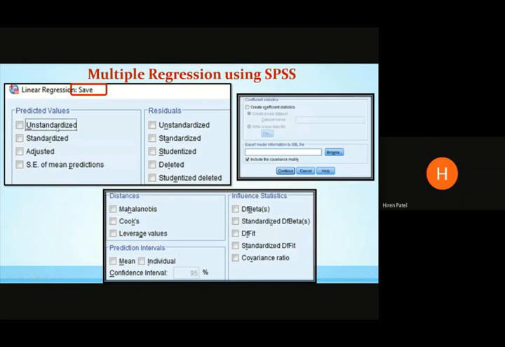So what do you want to save? Do you want to save the predicted values? Even for predicted values, you will get 4 options. Or you want to save the residuals. Residuals are always error, do remember. So these are different ways to find out the errors. It could be unstandardized, standardized, studentized, deleted. So what do you want to save? Predicted value or residual? Or you want to save the distances.